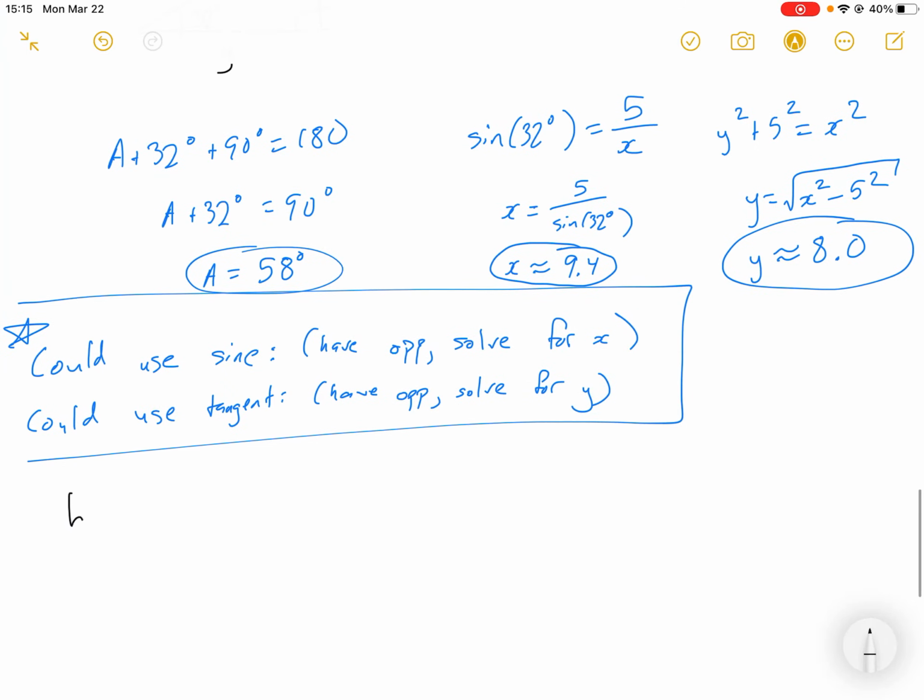Okay, so we could do another one. Let's go ahead and set up a different one. I'm going to sort of change the orientation of our triangle in this case.